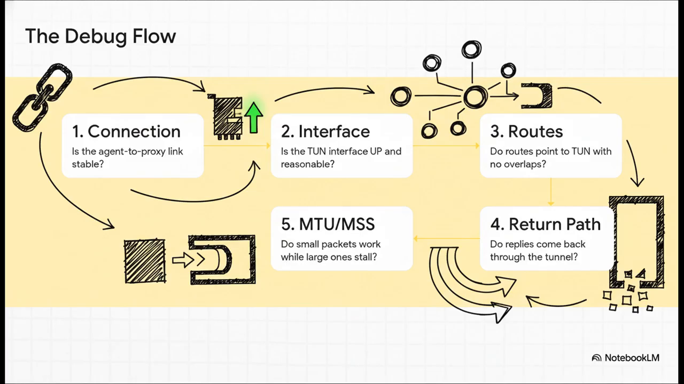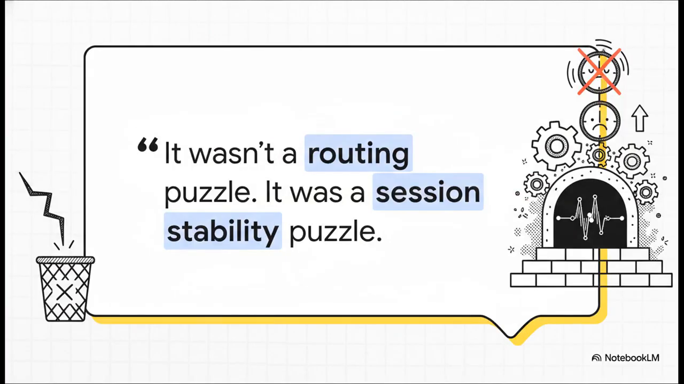Number 1, is the connection stable? Don't move on until you can say yes. 2, is the TUN interface up? 3, are the routes correct? 4, do the replies actually come back through the tunnel? And only then, after all of that, do you start looking at number 5, the weird MTU stuff. I promise, if you follow this order, you will find the problem. No guessing required.